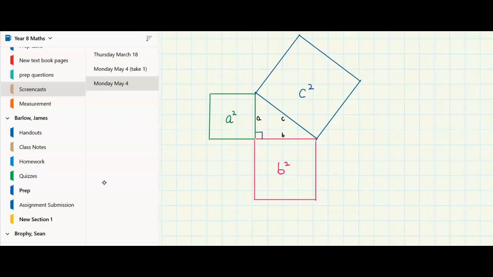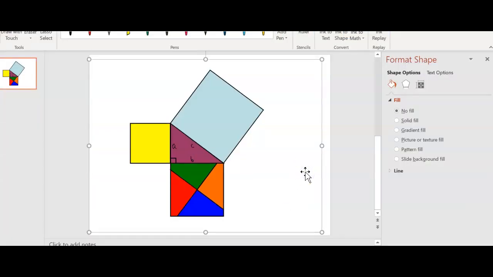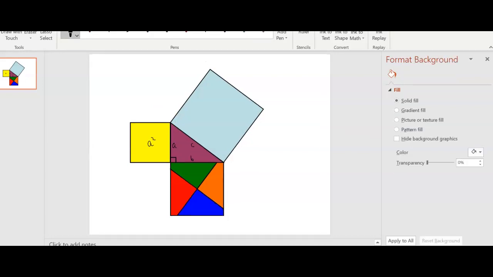Okay, so let's have a little look. I've recreated this little situation here that we had on our workbooks. Can you see here? I've got this side here is A, and this side here is B, and this side here is C. So this is my A squared area here. This little patchwork of colours, that's my B squared in there. I'm just going to put a little arrow in there to the B squared. And this area here is C squared.